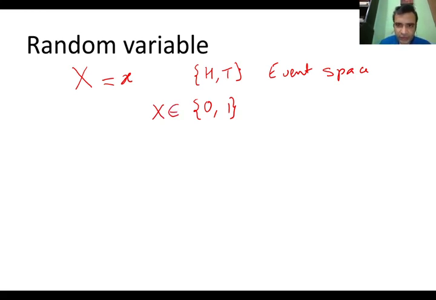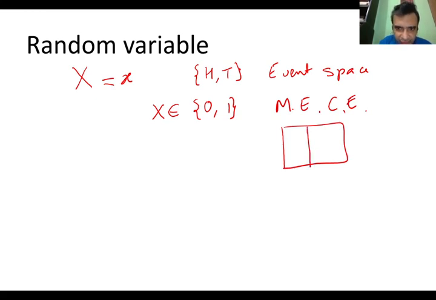Now this event space defines different events, and together these events are mutually exclusive and collectively exhaustive, MECE, right? So you can think of, in terms of Venn diagram, you can divide the entire event space into two different buckets. One is 0, the other is 1. So they both add up to probability of 1.